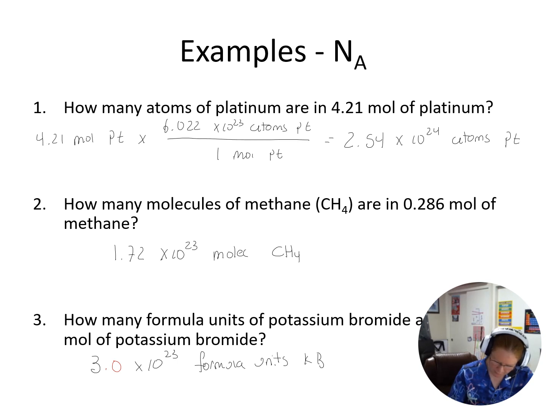of potassium bromide. Okay. If you didn't download the slides, I just realized this is how many formula units of potassium bromide are in 5.5 moles. And it's 0.50, so 2 sig figs, which is why we rounded this to 2 sig figs. Okay.